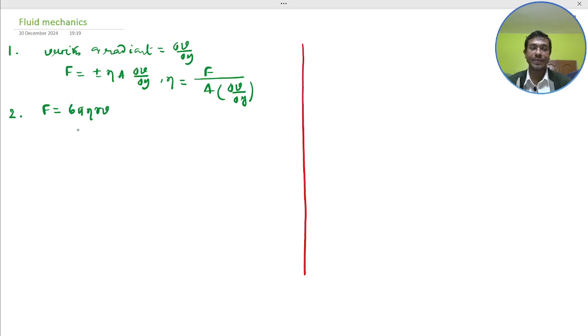Next one, the Archimedes principle: the upward buoyant force on a body inside a liquid is equal to the weight of fluid displaced. This is the Archimedes principle.